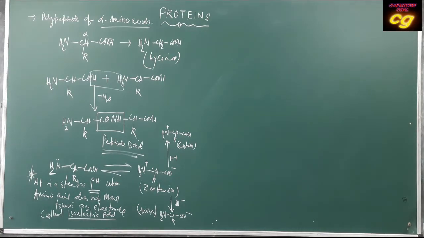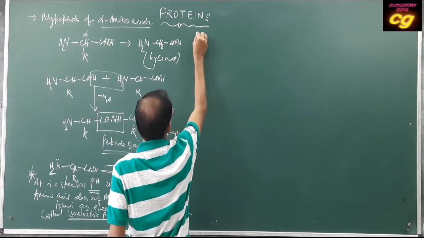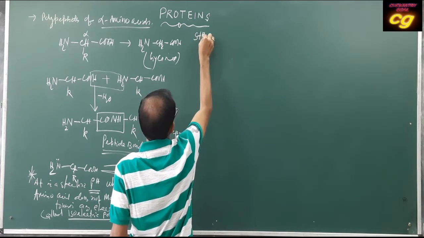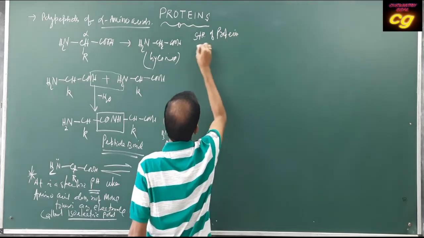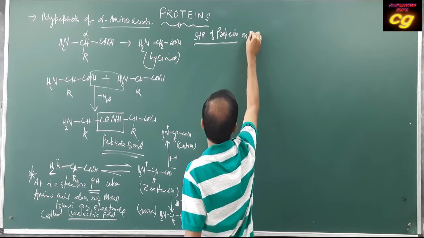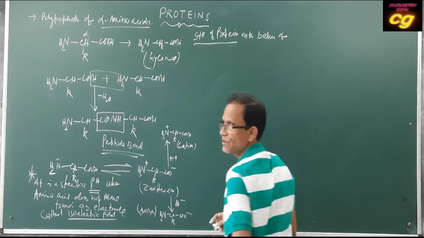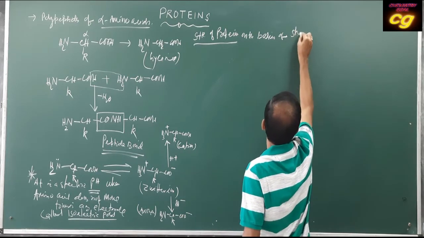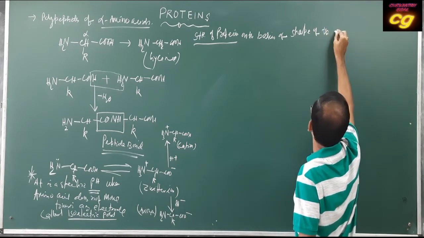So this is the structure of amino acids. Then let us discuss the structure of protein, on the basis of the shape of the peptide chain.